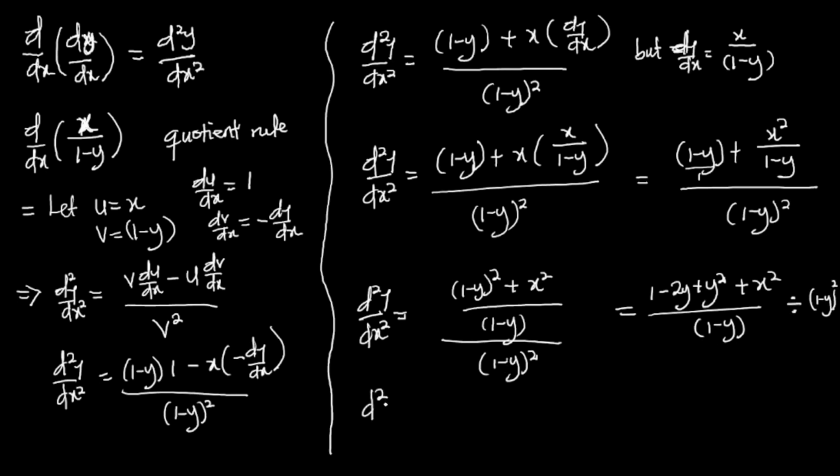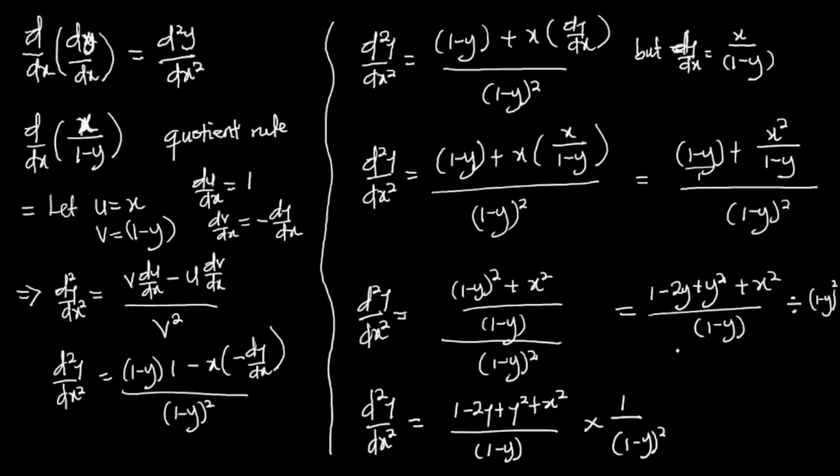So from here I can say my d squared y on ds squared is equal to, then I have over here, this guy over here becomes, we have 1 minus 2y plus y squared plus s squared all on 1 minus y multiplied by, if we want to get rid of the division sign, we introduce multiplication and then we reciprocate this guy, so it becomes 1 on 1 minus y squared. Are we okay?